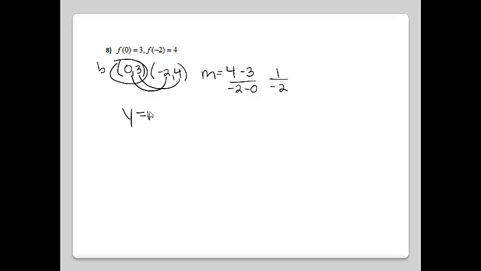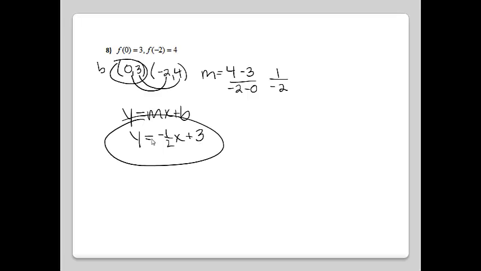So when I go to write y equals mx plus b, I'll have y equals, my slope is negative 1/2, x plus my y-intercept is 3. So hopefully now you are familiar with how to find an equation given the slope and the intercept.